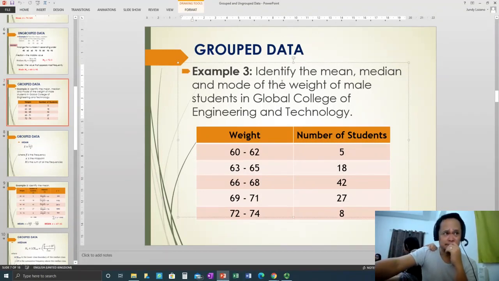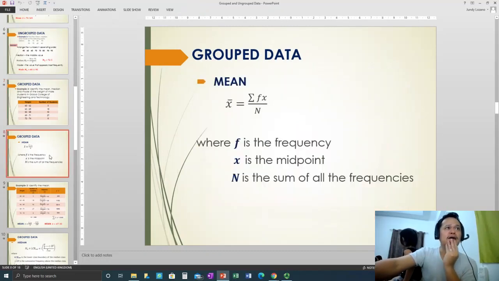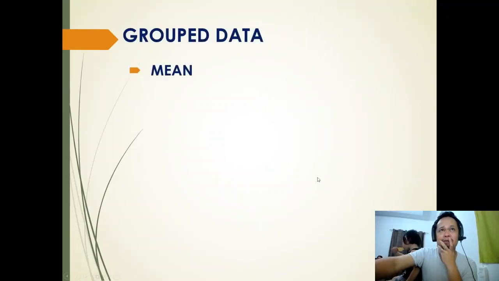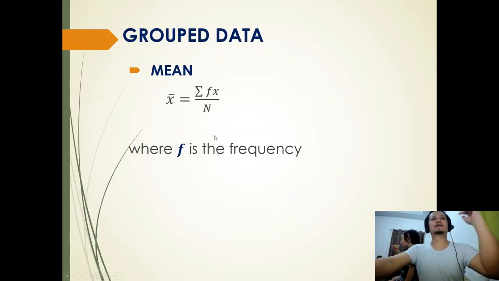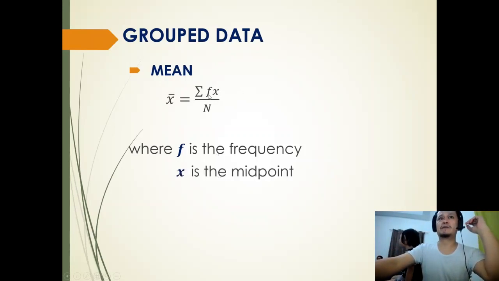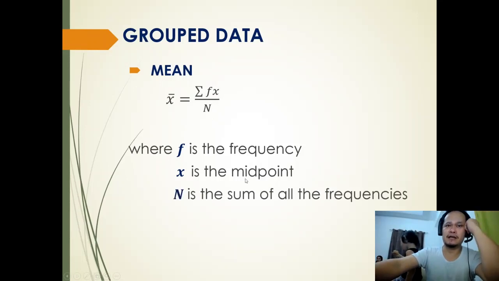Now to be able for us to find the mean, median, and mode of this grouped data, we need to have this formula. Now notice that the formula for grouped data is a little bit different from the ungrouped data. So this time the mean is given by x bar equal to the sum of the product between f, which is the frequency, and x, the midpoint, divided by n, which is the sum of all the frequencies.